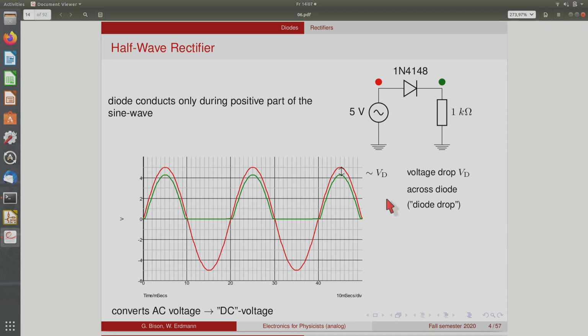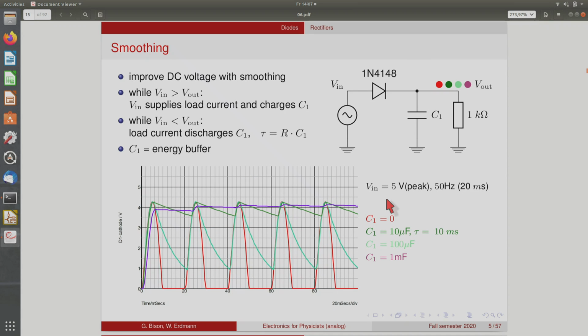So you get this wavy curve, which is not really a DC voltage, but it has at least only one polarity. Okay, so you start with a signal that has alternating polarity, and what you get is a voltage that has only a single polarity. In this sense, it's a DC voltage, but it's of course not very flat. So what you do then is you try to smooth this by putting a capacitor at the output in parallel to your load.